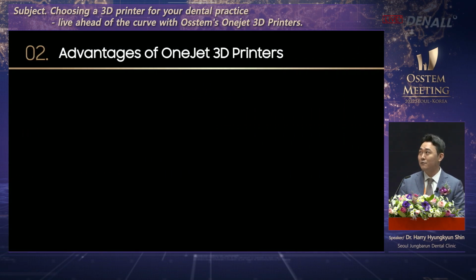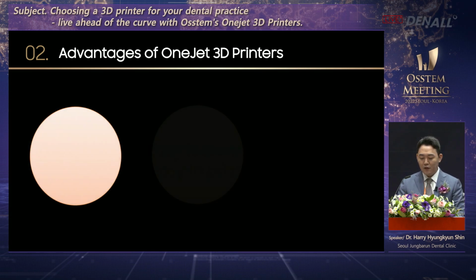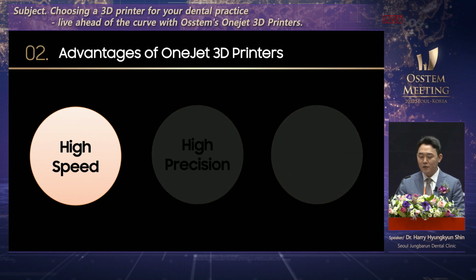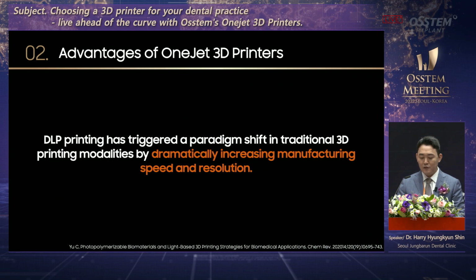One-jet 3D printer has these advantages. So let's look at the advantages of the Osstem one-jet 3D printer. I gave you 3 factors to be considered in choosing. First, the Osstem one-jet printer can print very fast. The one-jet DLP printer can print a surgical guide in 30 minutes and LCD in 40 to 50 minutes. This is a big advantage over other printers.